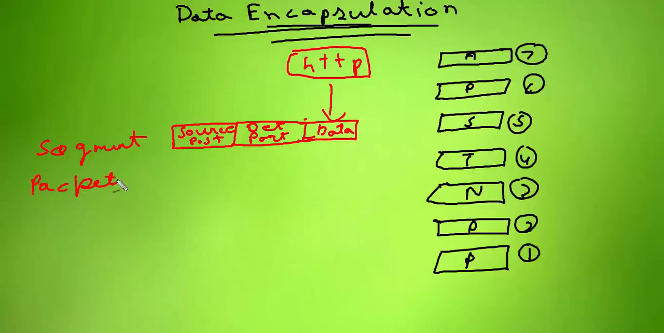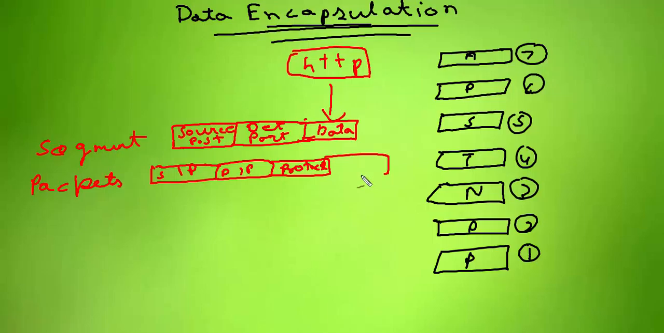Now in the network layer we have the packet. So we have source IP, sorry, destination IP, then protocol, which protocol you are using, IP, IPv4, IPv6, or something else. Then that segment.